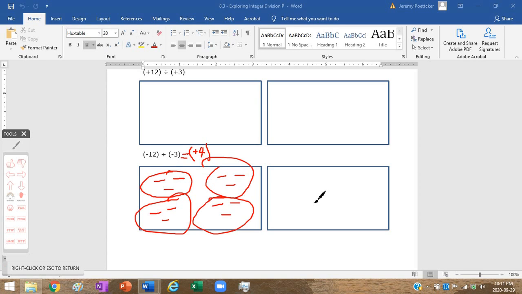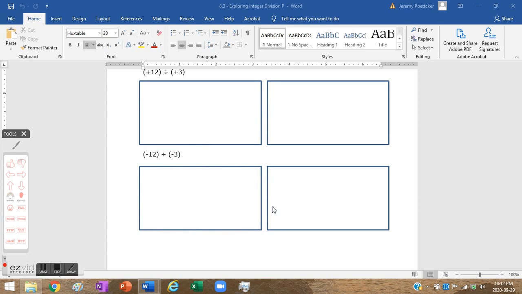If you want a challenge, figure out how you can show 12 divided into negative 3 groups, or taking away negative 3 groups, or taking away 3 groups from negative 12, and show how you're left with positive 4. It's possible. It creates a lot of confusion sometimes, so if you want to try it as a challenge, go for it. I'm not going to work through that one.